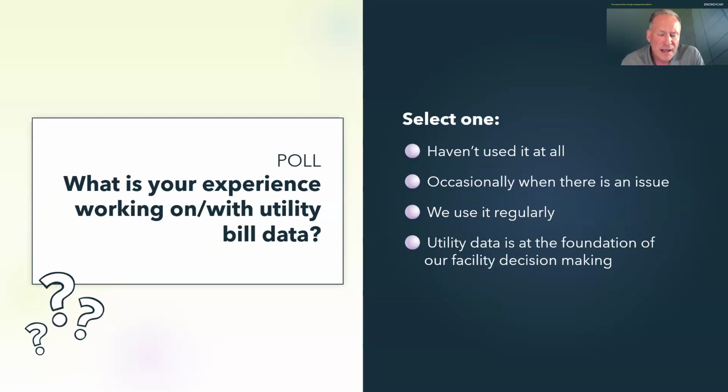And so what you've responded is exactly what I would have guessed. It's not exactly equal across the board, but for the most part, it's pretty evenly distributed where people have varying levels, both of their knowledge of utility data, as well as how they are utilizing it in their professional responsibilities.